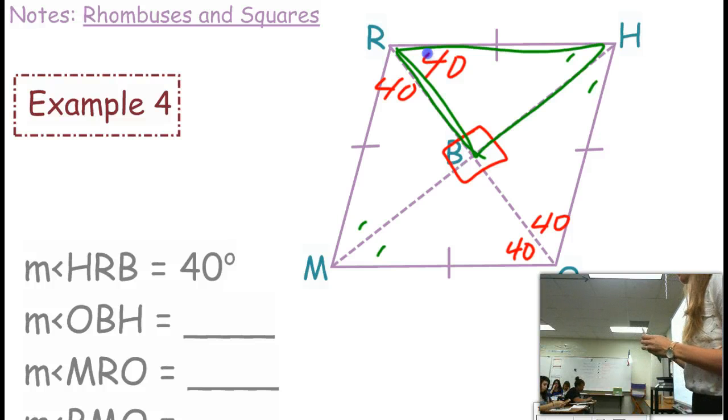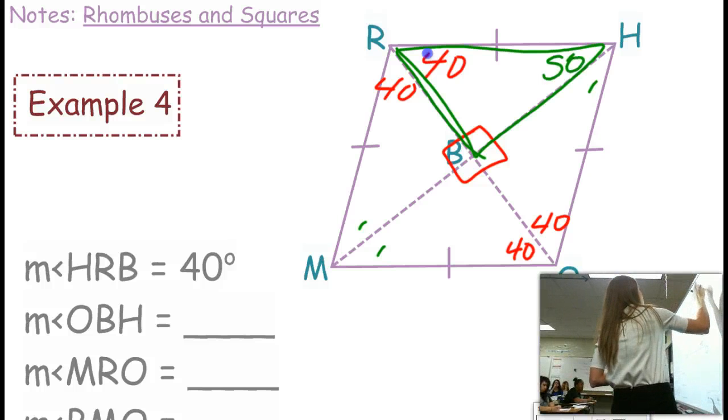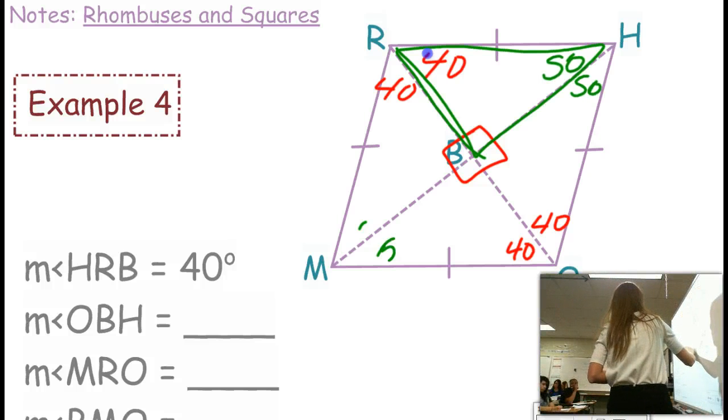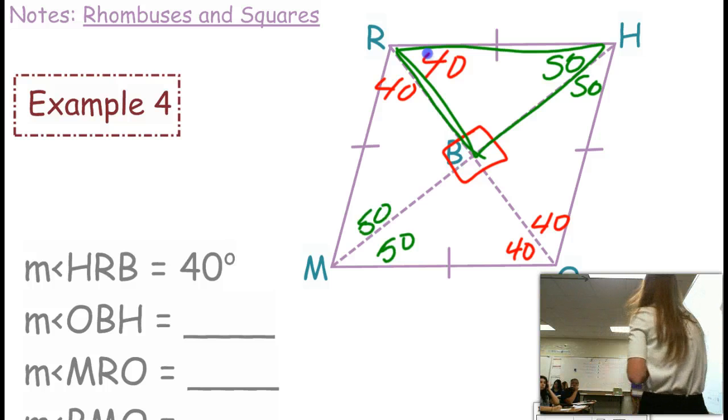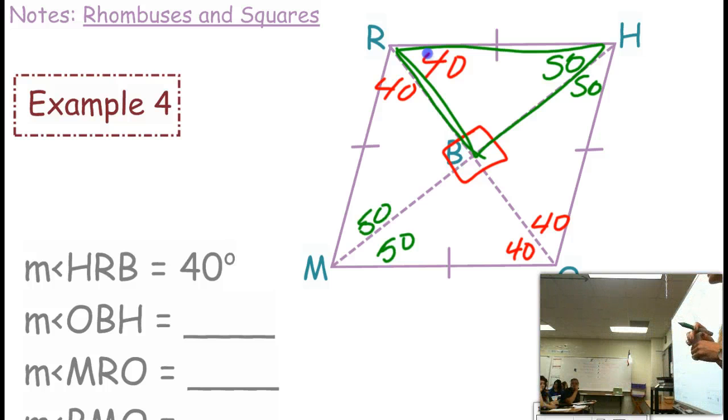Austin, what do you get? 50. Okay, we know all of them. 50, 50, 50, 50. Yay, we know all the angles.